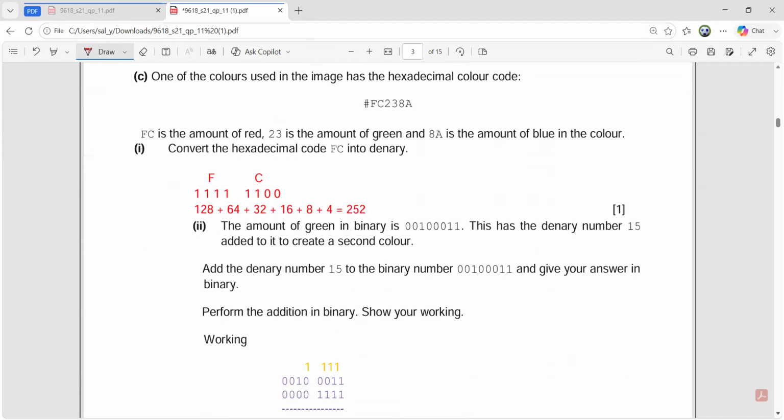The amount of green in binary is 00100011. This has the denary number 15 added to it to create a second color. Now let's have a look. It says this has the denary number 15 added to it to create a second color. Add the denary number 15 to the binary number and give your answer in binary.